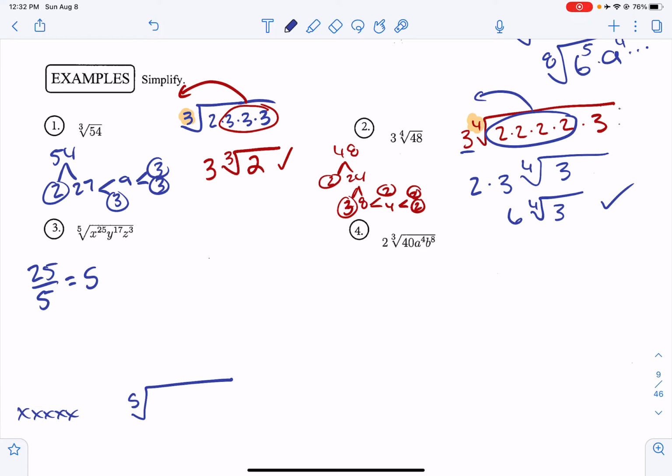Now, if I take the 17, the y's, and divide that by 5, I don't get a nice number. In fact, I think I get like 3.4. So what I look at is this.